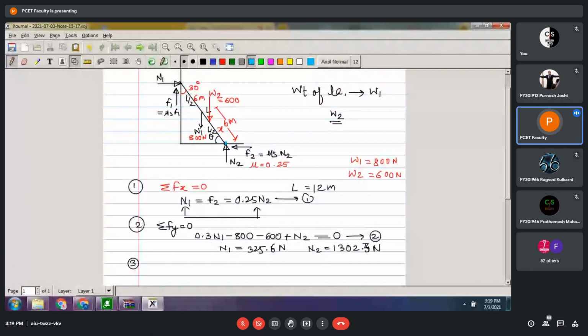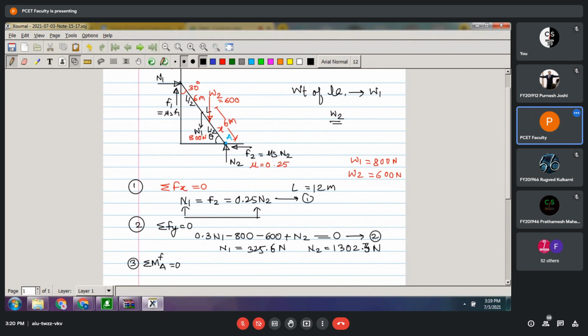So we will name this point as A, suppose. We will take the moment of all the forces about A, which must be equal to 0. We will start the equation. Now your N2 and F2 both are passing through point A, right? So their moment will be 0.